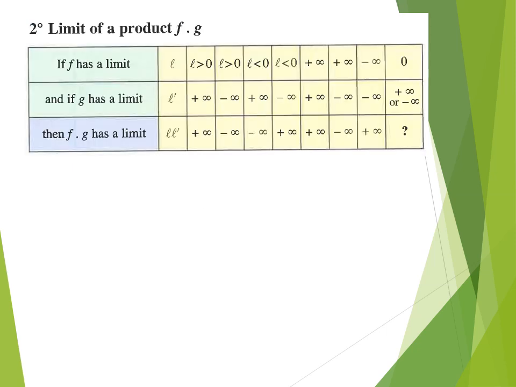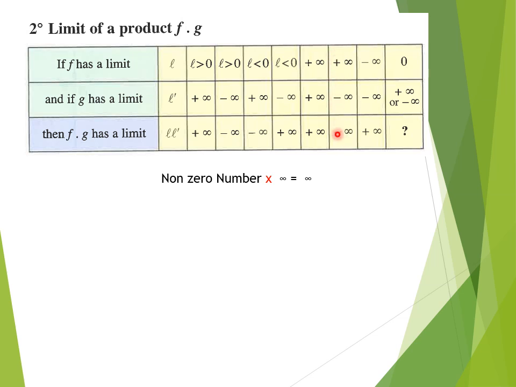Now we're going to go to the most important one, also in the product. If we have a constant which is positive times plus infinity, it's plus infinity because plus times plus is plus. Plus times minus is minus. Minus times plus is minus. Minus times minus is plus. Plus infinity times plus infinity is plus infinity. Plus infinity times minus infinity is minus infinity because plus times minus is minus. Minus infinity times minus infinity is plus infinity.